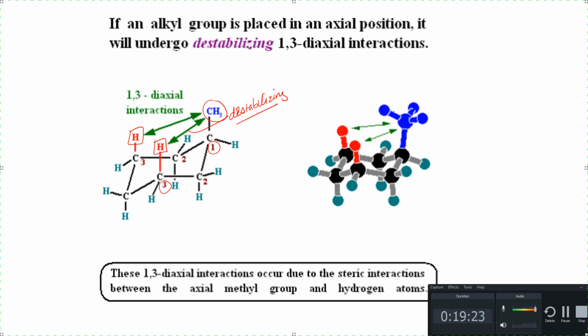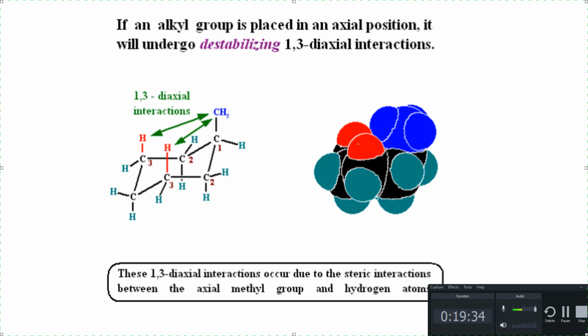So you can kind of see a little bit more of that. Here's the methyl group and its size, and it is very close to these two hydrogens that are also axial. I can do a better job of that if I make the space filling model.